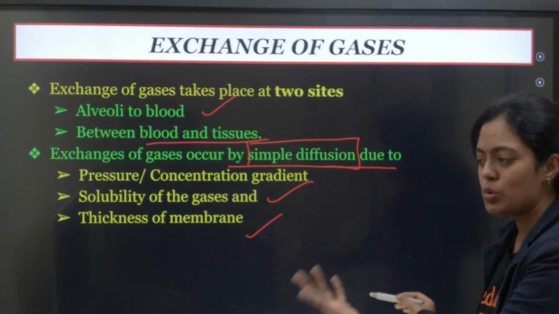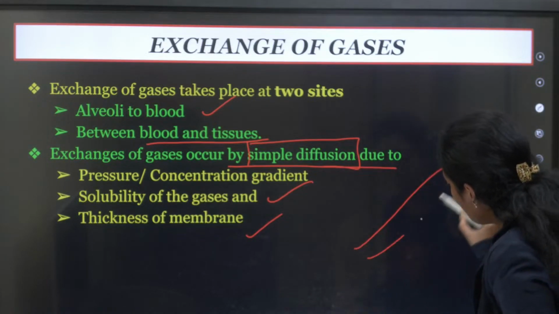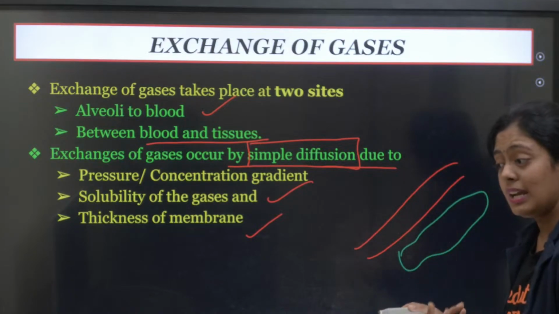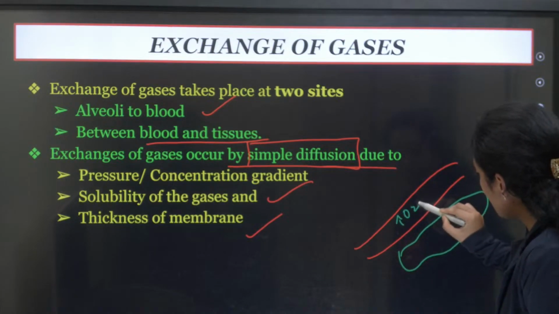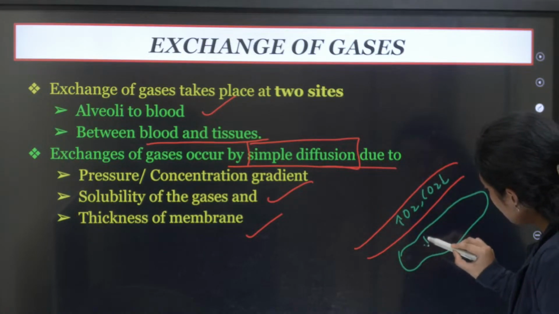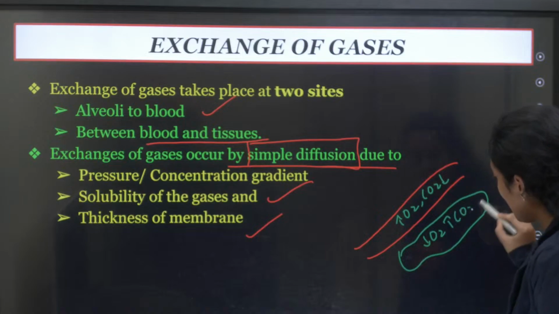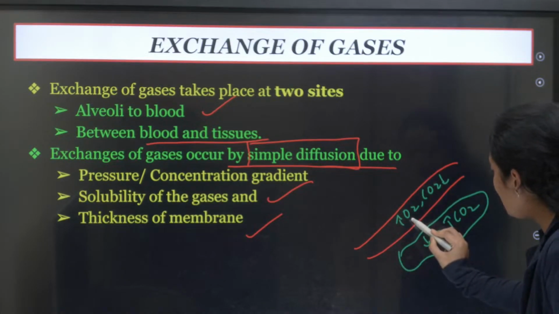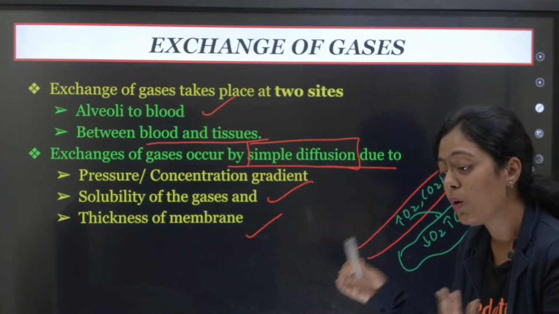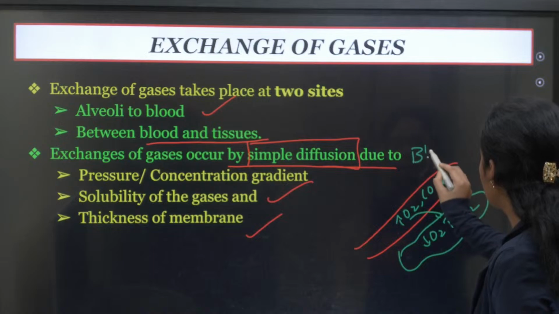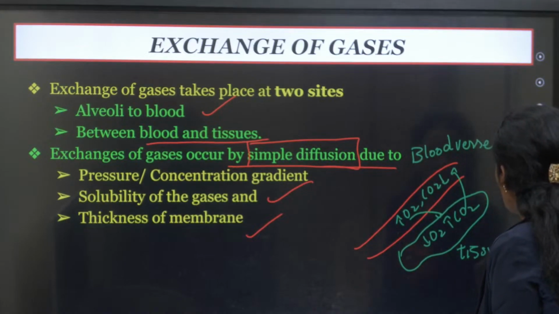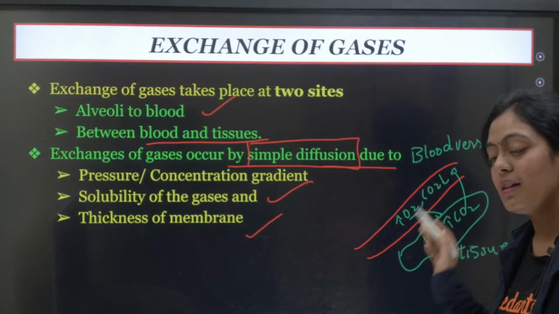Now I will explain blood and tissues. Consider this your blood vessel. I will also draw the tissues here. What is there in the tissues? Here oxygen is high and carbon dioxide is low in the blood. In your tissues, oxygen is low and carbon dioxide is high. So very simple, oxygen will diffuse from here to here and carbon dioxide will diffuse from here to here. That is how exchange of gases happens. This is your blood vessel, and this is your tissue. There is an exchange of gases between the blood vessel and the tissues.